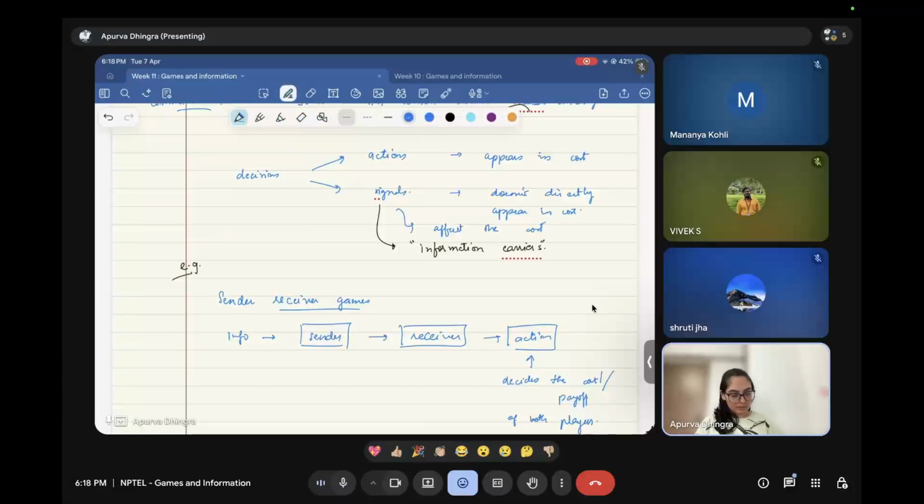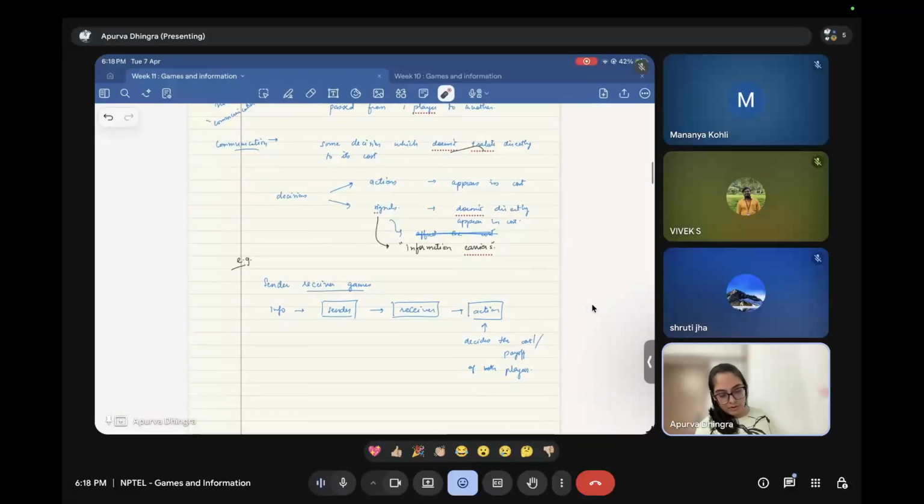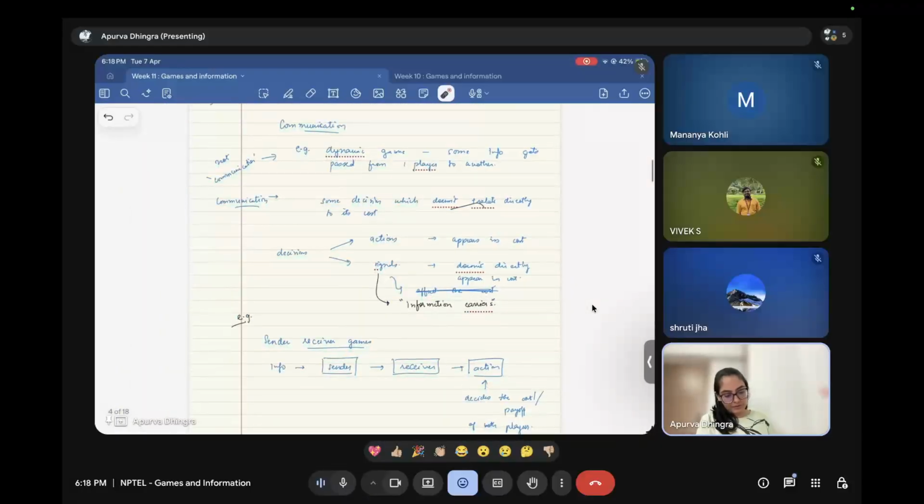This is incorrect. So these are sometimes called information carriers, signals. So when we talk about communication, what we are referring to are these objects, things that do not actually affect the cost or do not directly lead to any change in the cost.